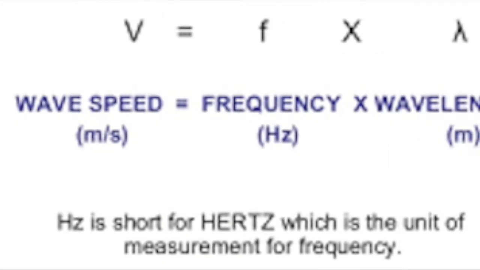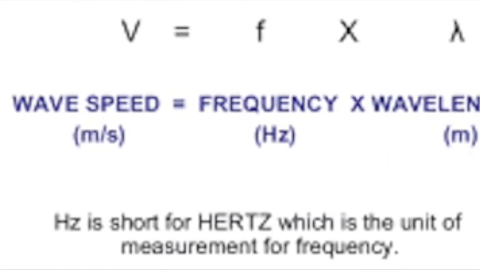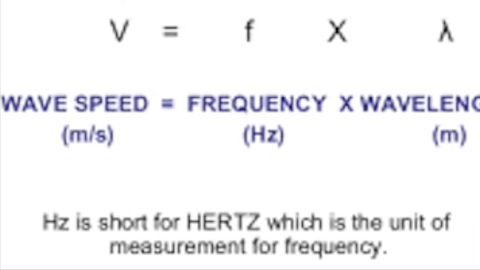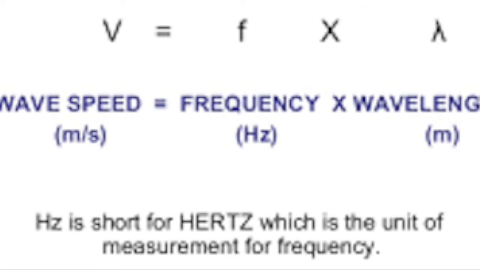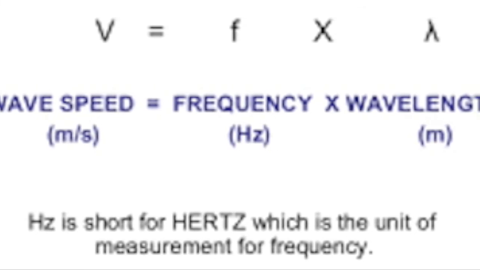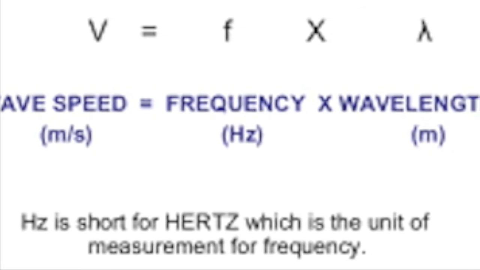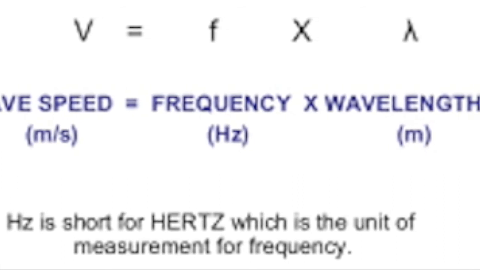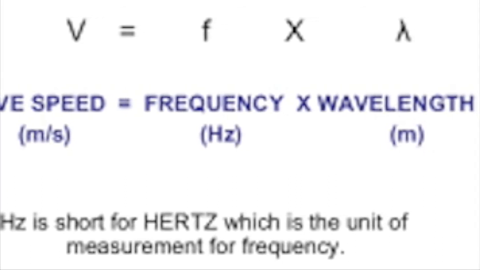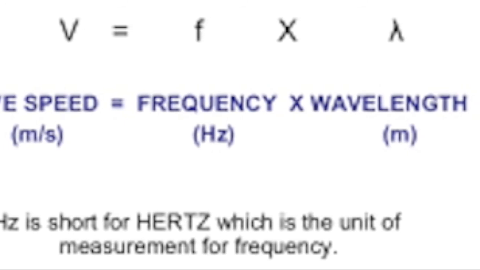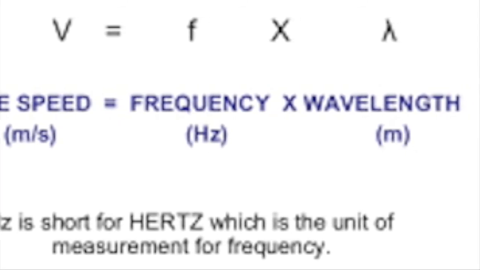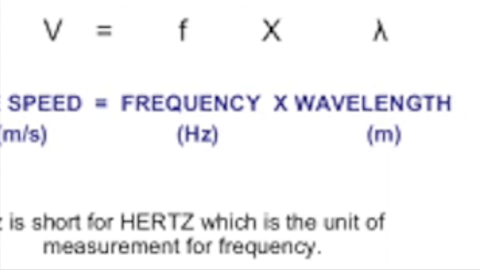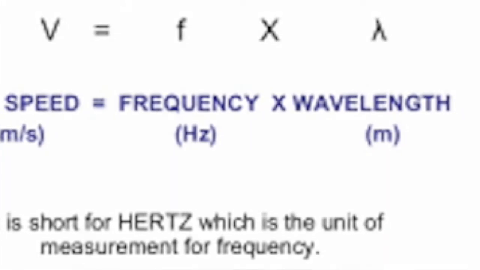So the units for this formula: we have wave speed, which is in meters per second, because it is still a velocity and speed. And then we have frequency, which is actually measured in hertz. As you can see at the bottom there, it's represented with a capital H and lowercase z. And then times, of course, wavelength, which is measured in meters. It could be really any distance, but we typically use meters, so we can get meters per second.